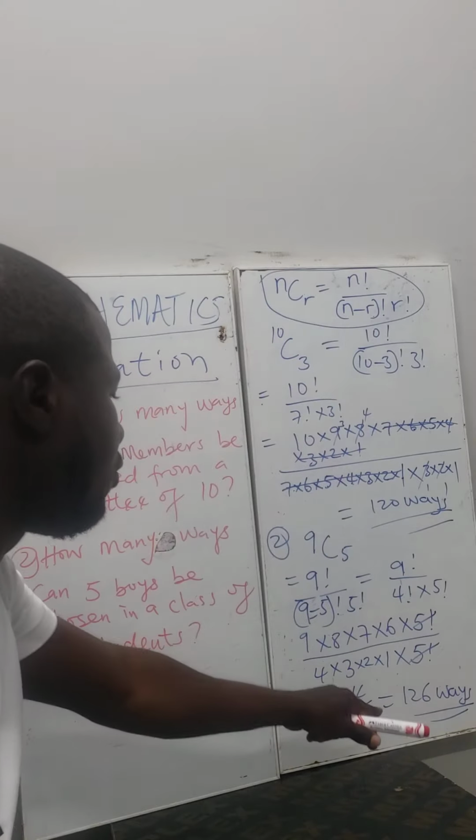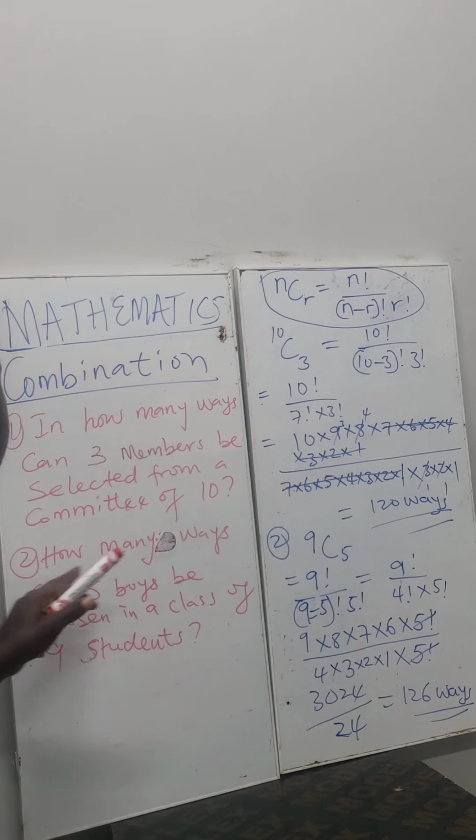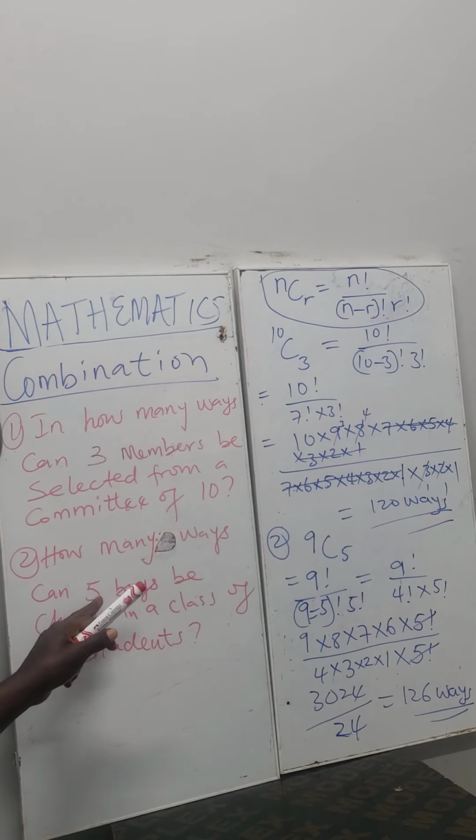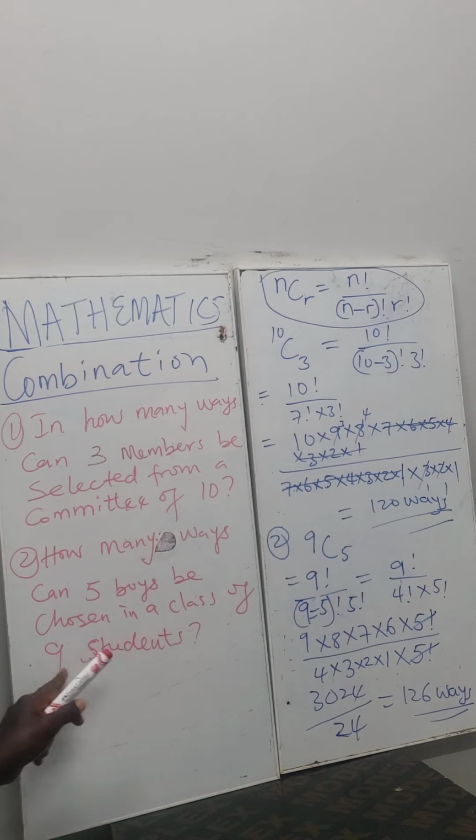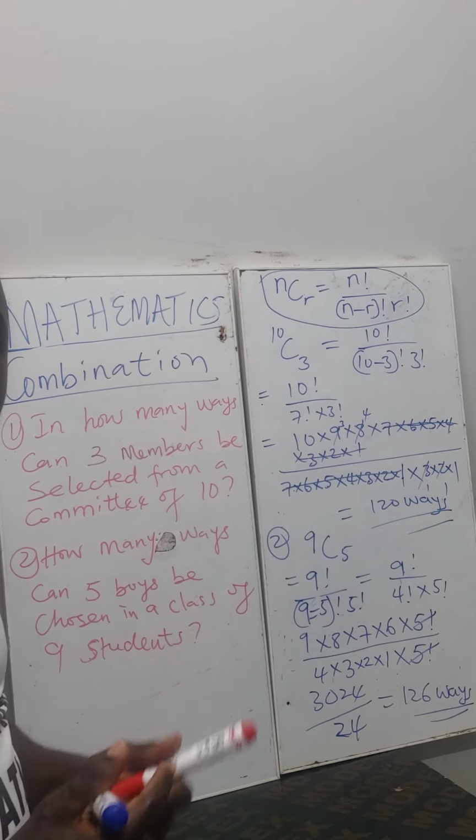So this is the number of ways. 126 ways is the number of ways that we can select 5 boys from a class of what? 9 students. I believe it's clear to us.